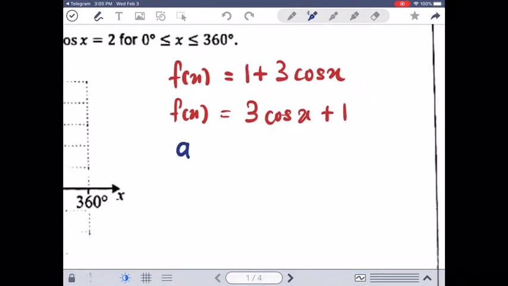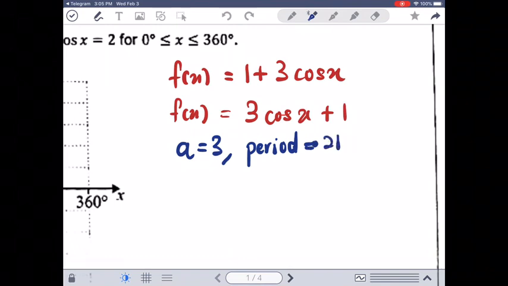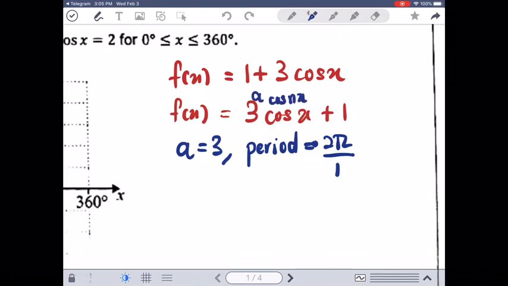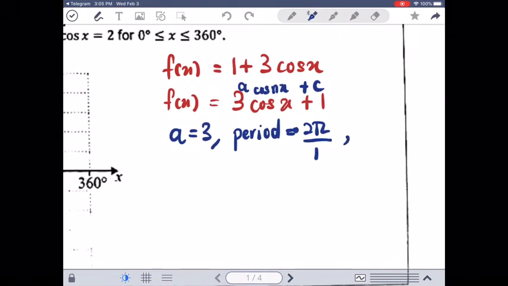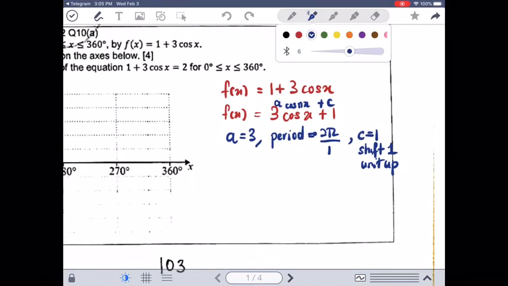We can see easily that the amplitude A is just equal to 3. The period is just equal to 2 pi over 1, because this is A cos nx plus c. So our n is equal to 1. And the shift c equals 1 means that we shift 1 unit up.